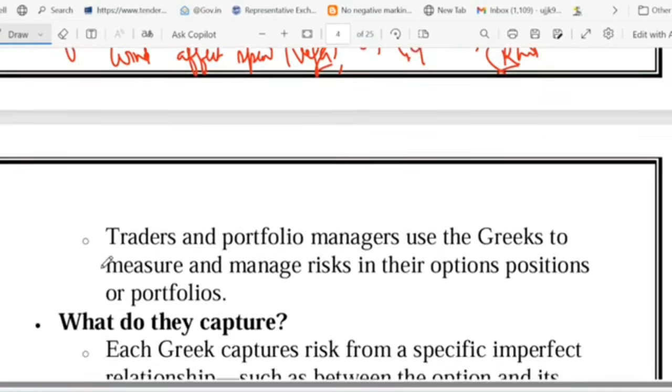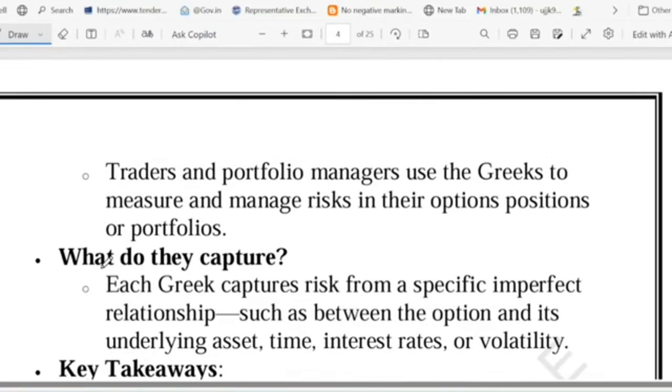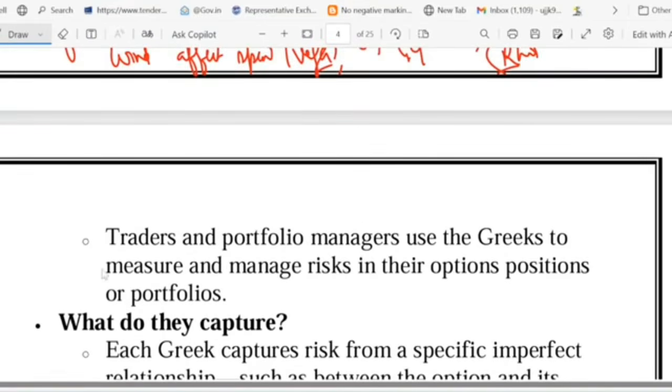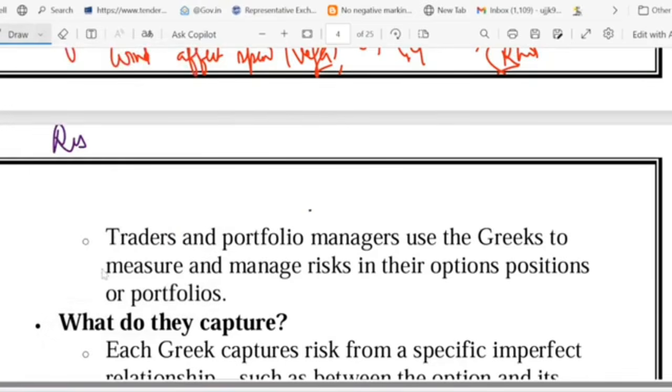They don't drive the car, but tell you how your drive is reacting to different things. So friends, let's summarize the facts. What we come to know from this discussion is that if you talk about the Greeks, just remember this point, that Greeks are risk indicators. In one word, I will say Greeks are risk indicators.